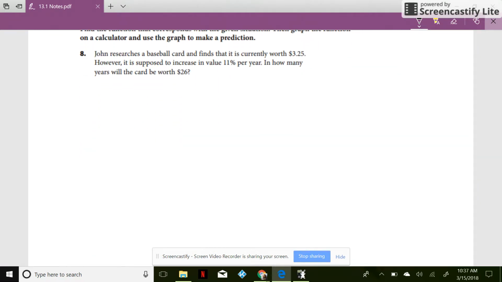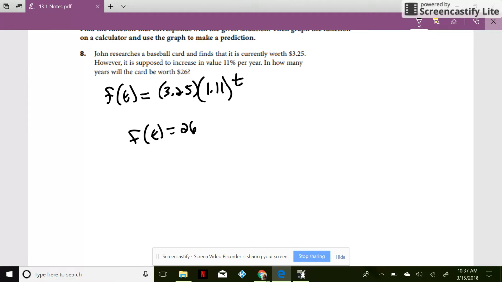So we're just going to do one more of these. John researches a baseball card and finds it's currently worth $3.25. So that's our initial value, 3.25. However, it's supposed to increase in value by 11% per year. So our rate would be 1 plus 11%, or 1.11 to the t. So in how many years will the card be worth $26? So we're trying to find when f of t is equal to 26.